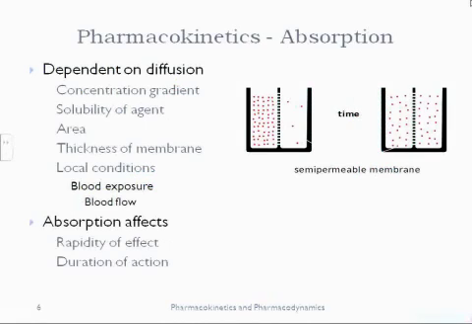When you're looking at absorption, absorption is one of those concepts that's based on the concept of passive movement through a semi-permeable membrane, which again we're talking about diffusion. Okay? So diffusion is dependent on concentration gradients. It's also dependent on the solubility of the agent. And by solubility, it means how well will the medication cross the blood-brain barrier. How soluble is the medication? Then you have to also think about the surface area, the exposure for that medication, thickness of the membrane. And also very important are local conditions, the most important of which is blood supply.